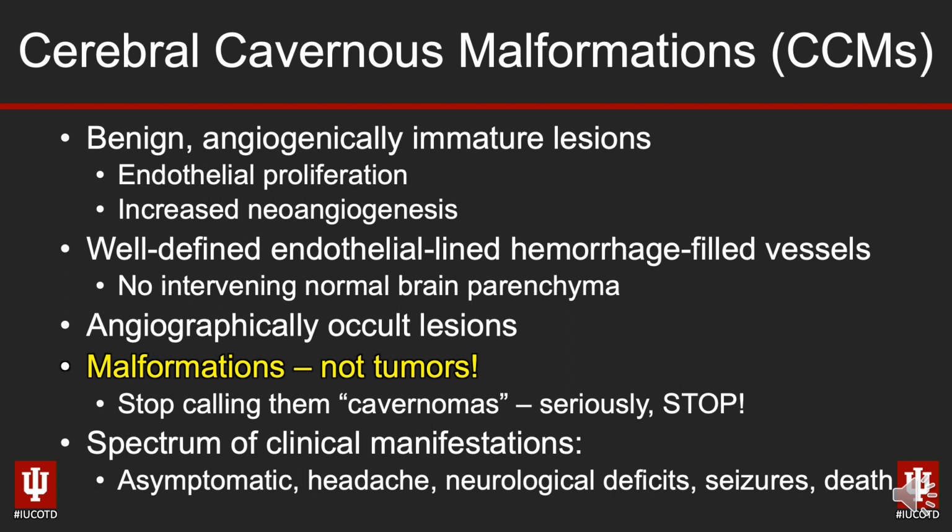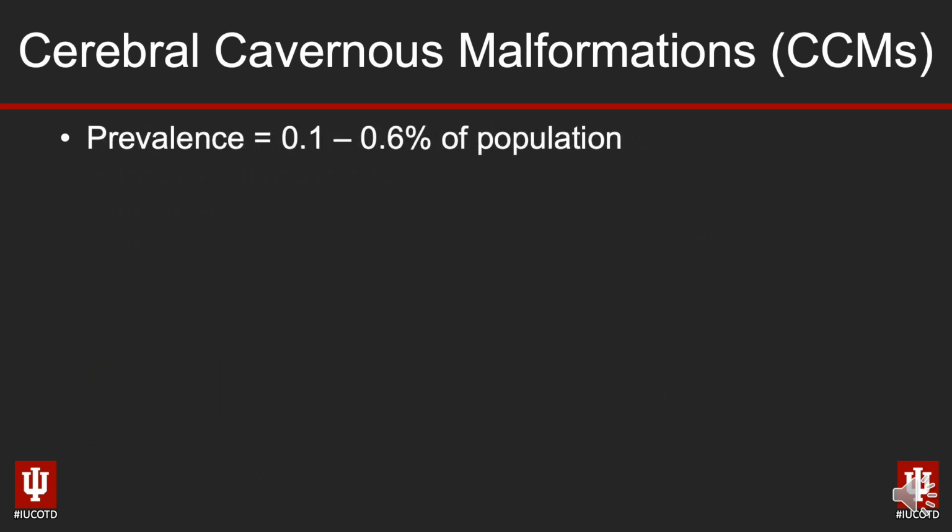And these can present really with a spectrum of clinical manifestations. They can be detected incidentally. The patients may be asymptomatic or near asymptomatic. Sometimes they have headaches. Depending on where they've bled out, they could have neurological deficits. These are a potential source of seizures. And if they have a significant enough hemorrhage, or if they have a complication of that bleed, patients can die from this. So it's important to keep in mind.